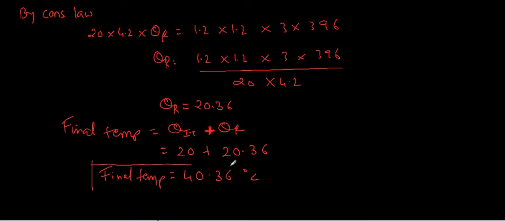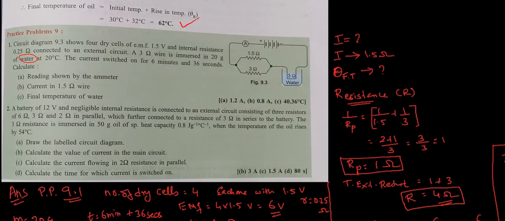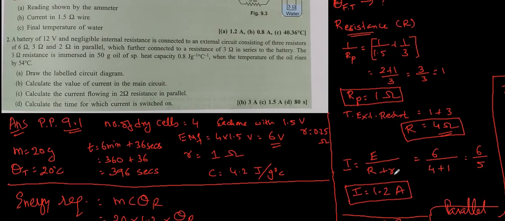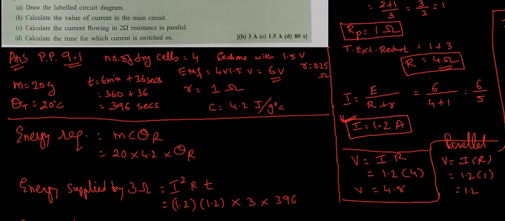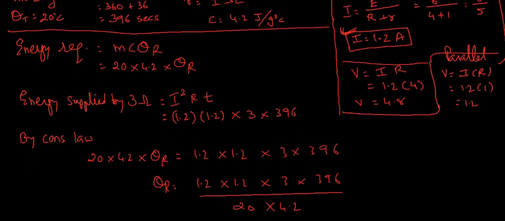So we got our answer. So which are our answers? So we will write down the numbers. Now if you see, the first question was the reading shown by the ammeter, that is question number 1A. So here, the reading shown by the ammeter is my answer. Understood?